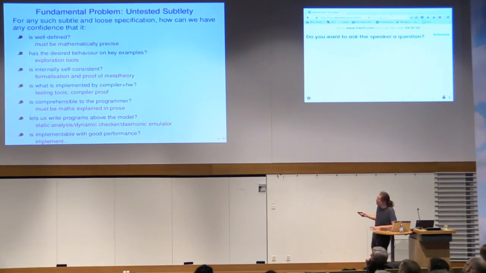And you'd like it to be comprehensible, and you'd like to have tools that let you write programs above the model, not above the particular implementation, as program writing is still going to be based on this test and debug and fix cycle for the foreseeable future for most code, and you'd like it to be implementable. And you want all of these things at once, right? And some of them are not easy to assess or provide.